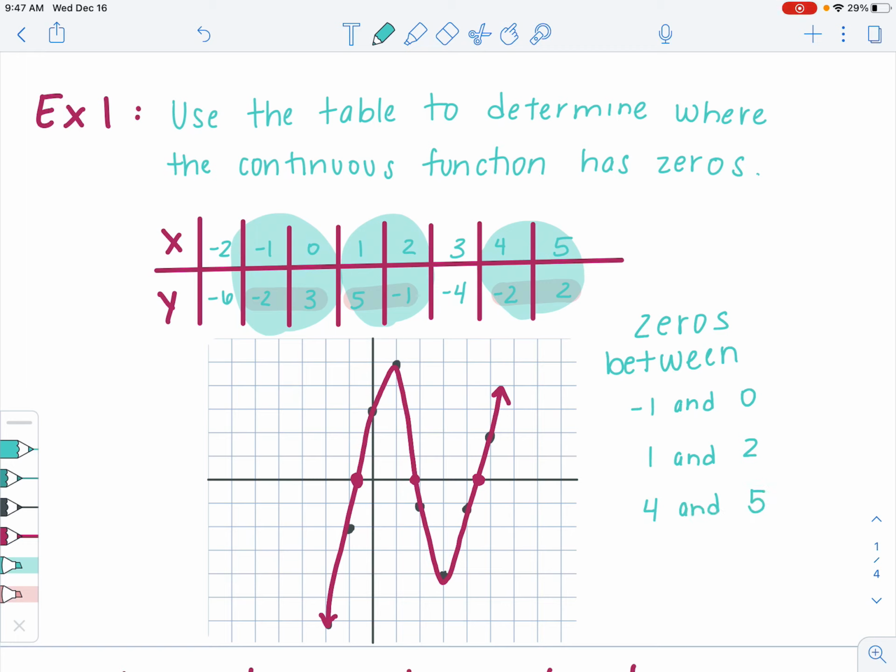Because remember, when we answer our questions, we use our x values, but I used my y values. I looked to see where my y values were changing from negative to positive or positive to negative in order to decide, but then I used my x values to tell which interval that was happening on. I could also write these as -1 to 0 if I wanted to be more mathematically correct. I could write them as intervals instead of using the word and.